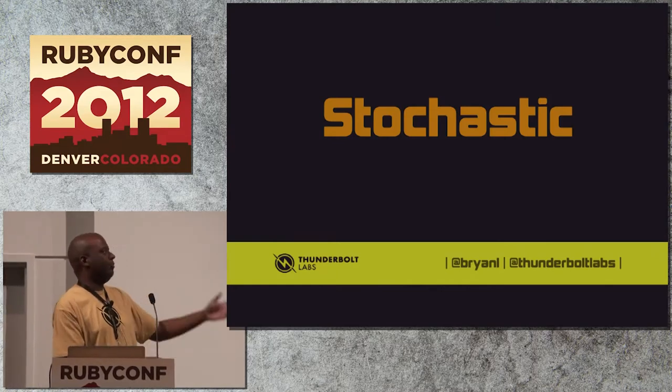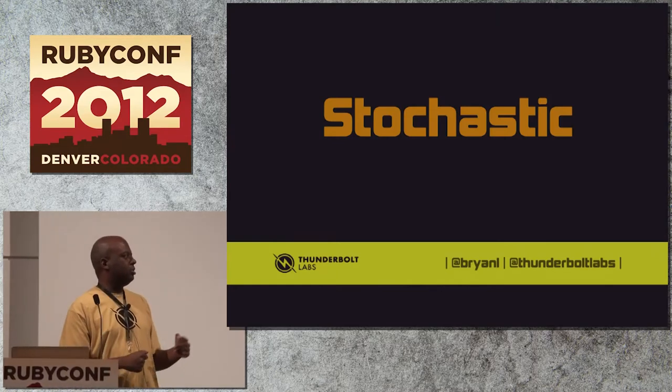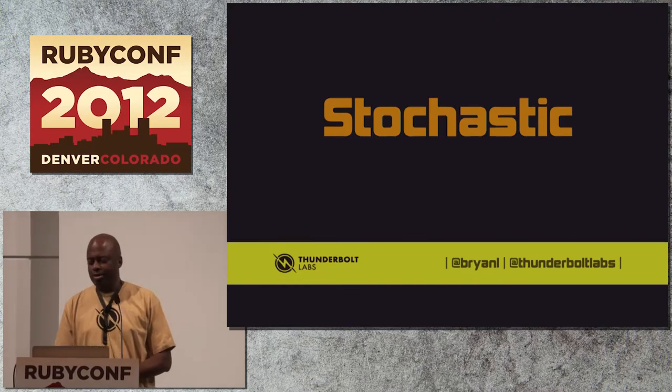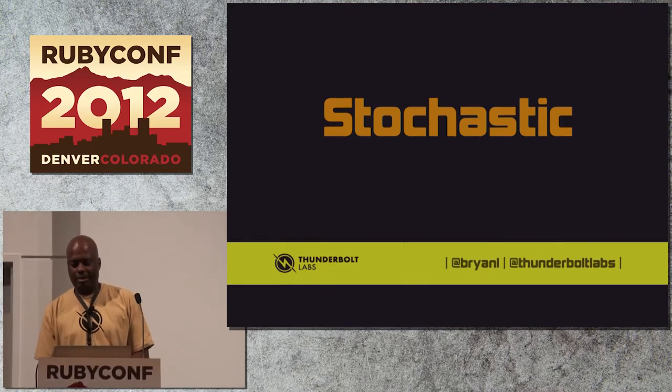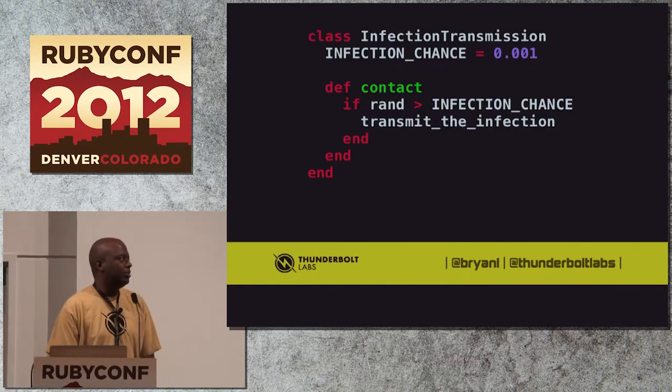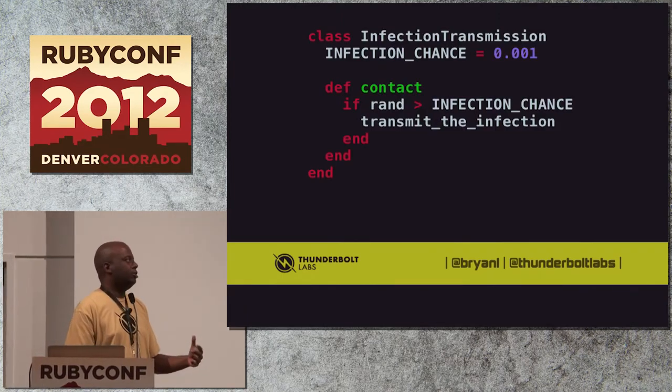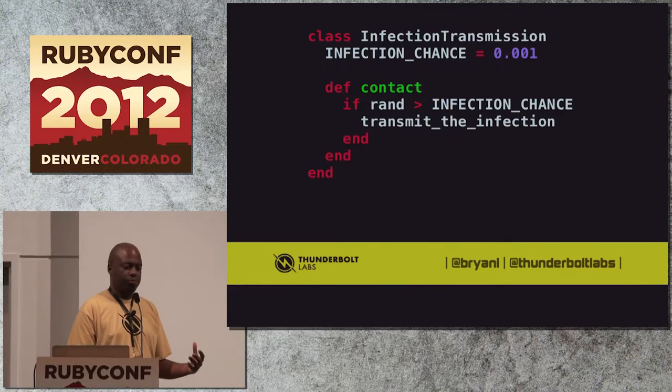There's another vocabulary word, and I hope I spelled this right. I'm sure I did. It's stochastic. And stochastic means that these are models that have a little bit of randomness in them. I only have one slide on this because I think I can illustrate this pretty succinctly here.